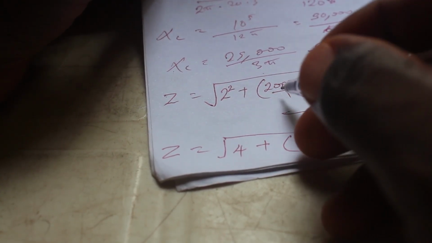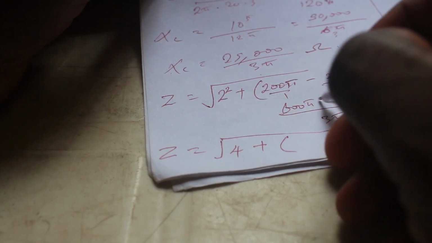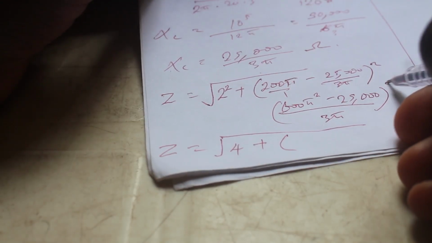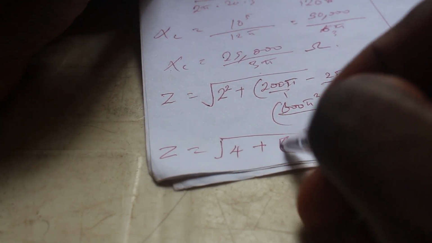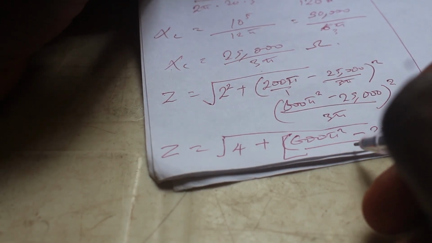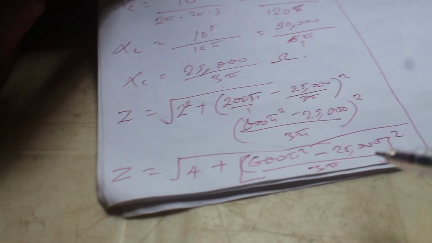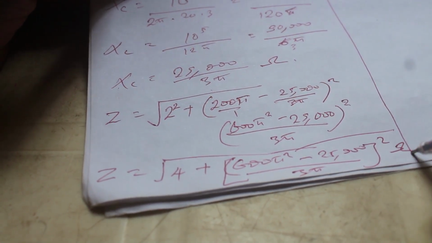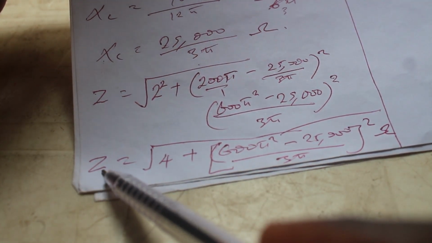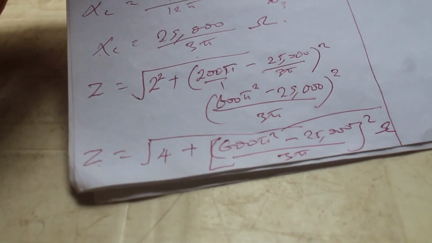Okay, first of all we have 1 into the whole of this gives us 3 pi times this, we get 600 pi squared minus 25,000, all squared. So we have 600 pi squared minus 25,000 divided by 3 pi, squared. So of course you can carry it on from here with your calculator. You should be able to get a very simple answer or value for the impedance in the circuit.